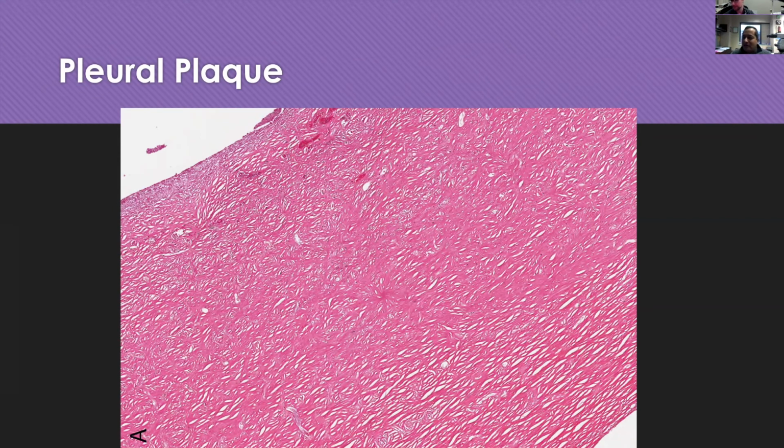Can I give you a counterpoint, Matt, to that? Sure. The counterpoint is many people actually know this pankeratin pearl, right? So they try the pankeratin. The problem is that plaques will also sometimes show you diffuse pankeratin positivity, and so will fibrosing pleuritis.